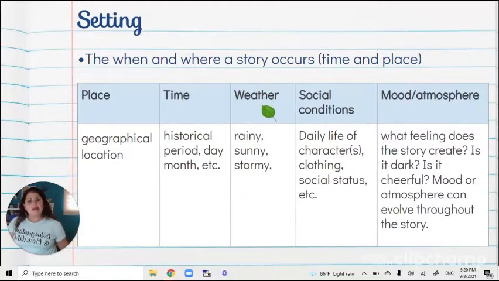We also have things like weather. Is my story beginning with rainy conditions? Is it sunny? Is it stormy? The social conditions of my character or characters are also part of my setting. Is my character rich? Is my character poor? Is my character sort of in between?